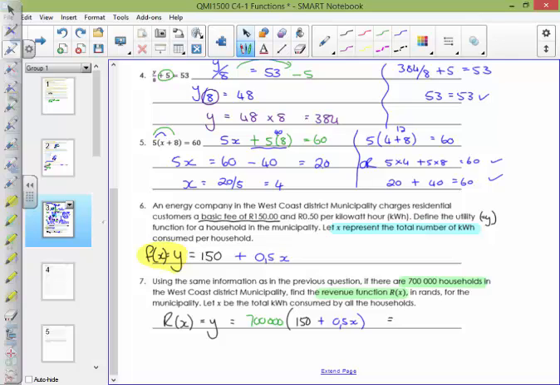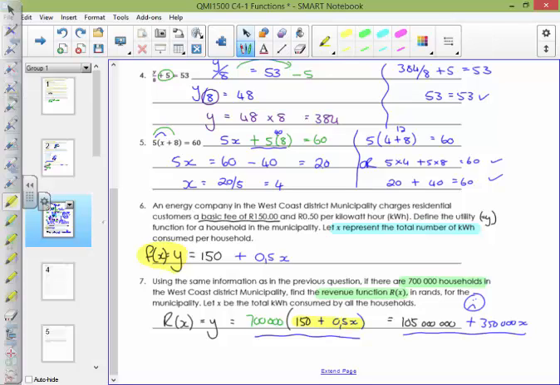Or you could write it another way, 700,000 times 150. You could also, but I don't like this way, you could have said 105 million plus 350,000x. I don't like that way because that's big numbers. This means each household will pay us that. How many households are there? 700,000 households. It's a little bit better, hey?